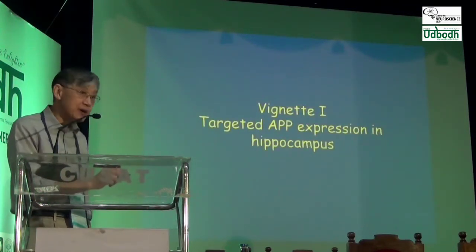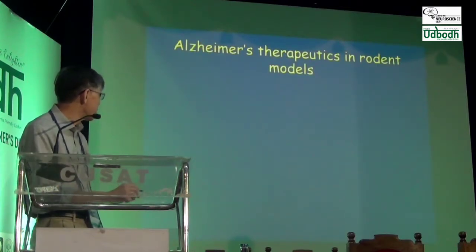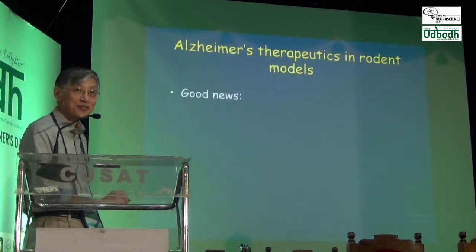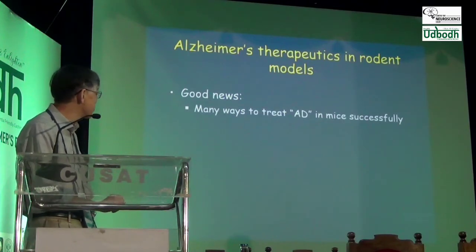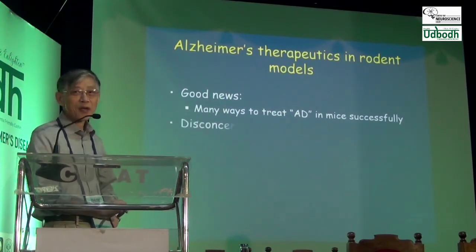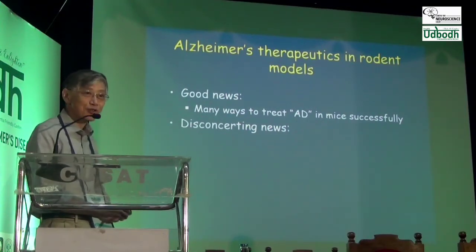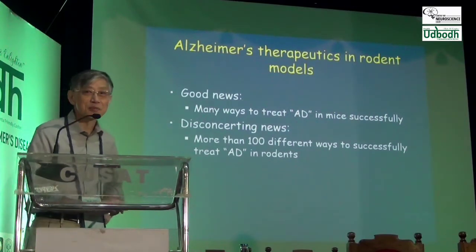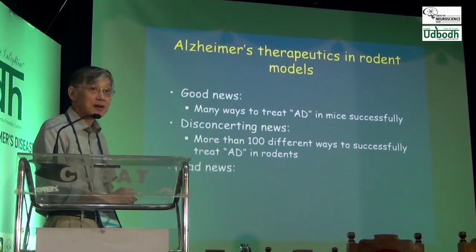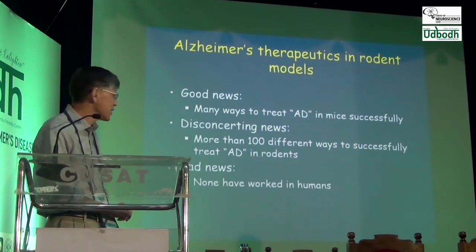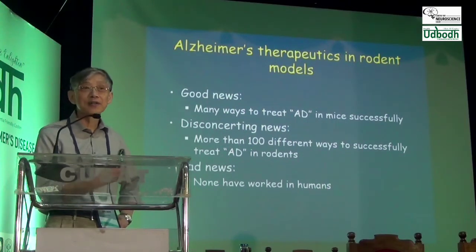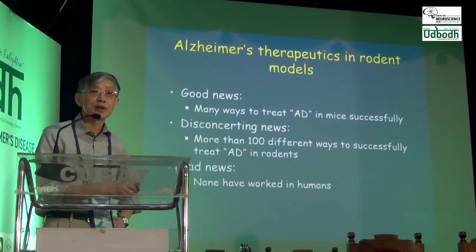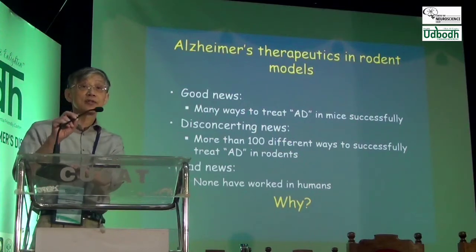Okay, vignette one, targeted expression. So here, Alzheimer's therapeutics in rodent models. The good news, there is a lot of good news from this, if you study rats and mice, is that there are many ways to treat Alzheimer's in mice successfully. The disconcerting news, that is not so good news, is that there are more than 100 different ways to successfully treat AD, Alzheimer's, in animals. The really bad news, however, is that none have worked in humans. So there's something about the rodent models that we study that ultimately does not quite translate to useful, effective therapies in humans. And the question is why?